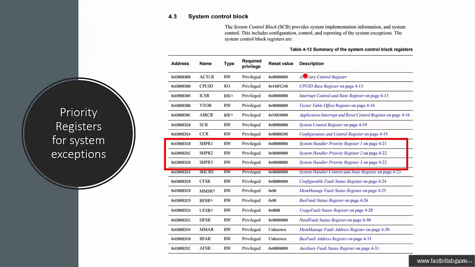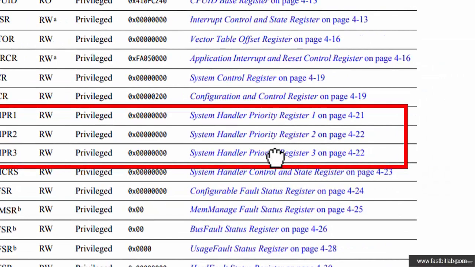If you want to configure the priority for system exceptions, then you should be looking at system control block, not into the NVIC registers. In the system control block, you have registers called system handler priority registers. By using these registers, you can configure the priority for system exceptions.